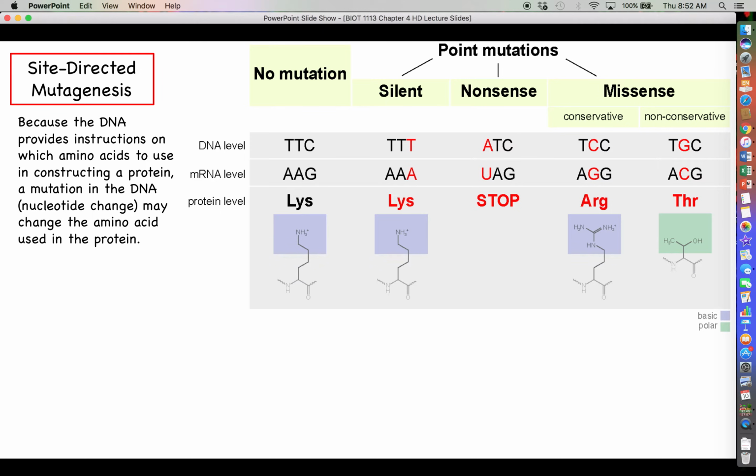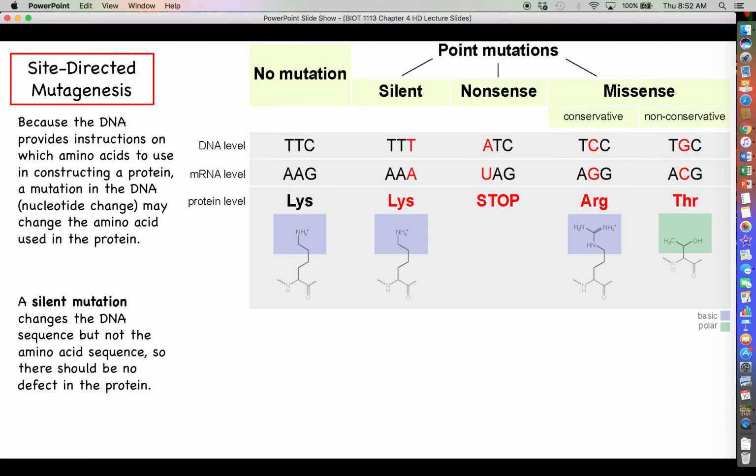There are redundancies there. So if this is the type of mutation that you make in which you change the DNA and the messenger RNA but not the amino acid, that is called a silent mutation. A silent mutation changes the DNA sequence but not the amino acid sequence. So there should be no defect in the protein itself, and therefore there should be zero impact on the health and function of the organism, because it's the protein that's doing all the heavy lifting, not the DNA. The DNA is just the instructions on how to make the protein.